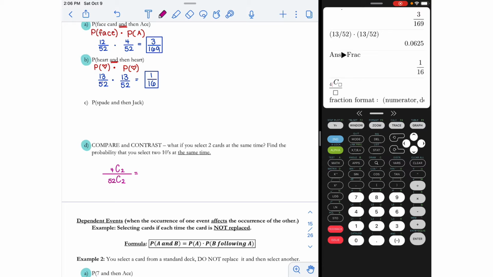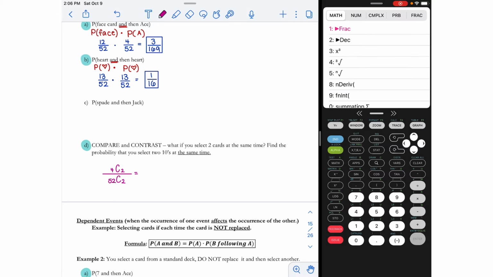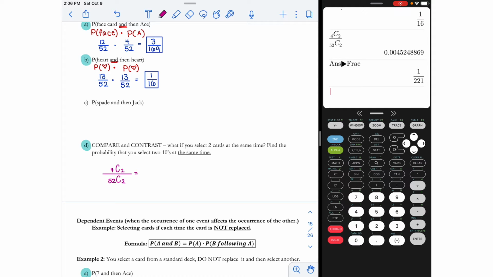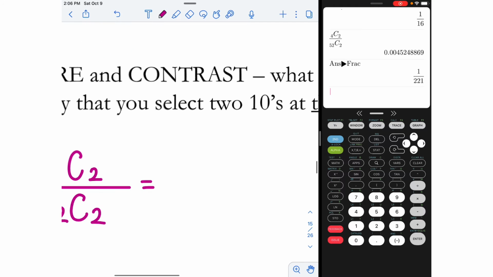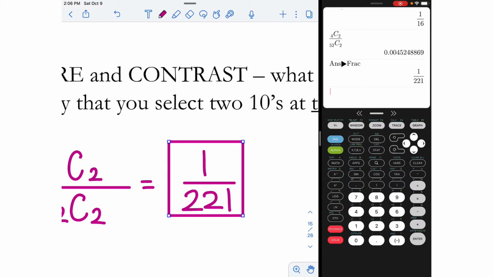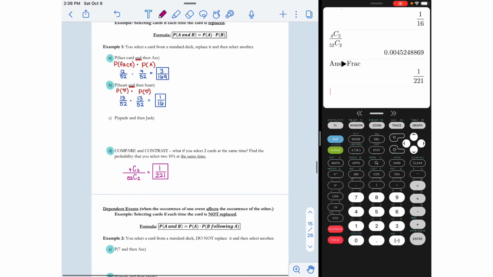Okay, so from 4 10s, I want to choose 2 of them at the same time. And the total number of outcomes is 52 choose 2, because I'm choosing 2 cards from 52. So 52 choose 2. Okay. So 1 out of 221. So I really wanted to talk about the difference between those. Great. Let's talk about dependent events.